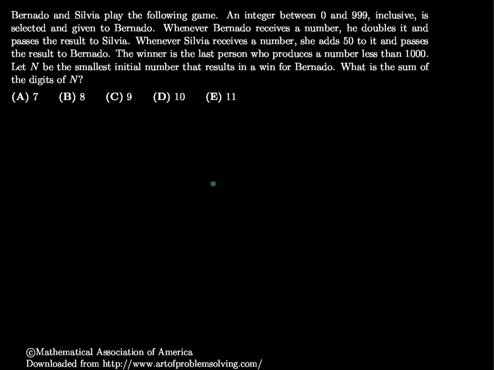Okay, 2012 AMC. This is problem 14 from the AMC12B and 20 from the AMC10B, and it says Bernardo and Sylvia play the following game. An integer between 0 and 999 inclusive is selected and given to Bernardo. Whenever Bernardo receives a number, he doubles it and passes the result to Sylvia. Whenever Sylvia receives a number, she adds 50 to it and passes the result to Bernardo. The winner is the last person who produces a number less than 1,000.